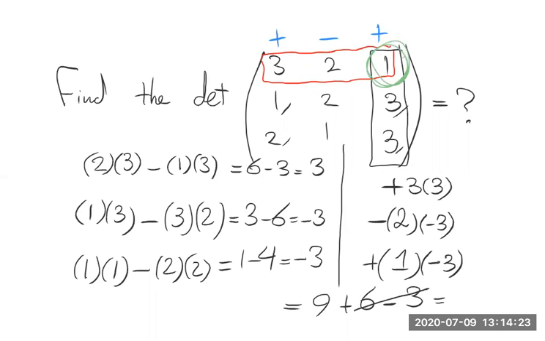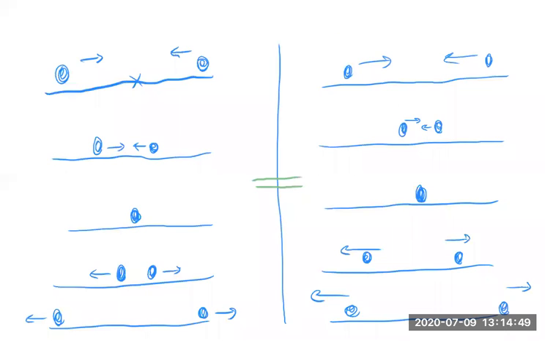6 minus 3 is 3, 9 plus 3 is 12. Now, if you don't see, the answer is 12. So that would be the way to compute the determinant of the 3 by 3 matrix. We can compute the determinant of 4 by 4 or even in higher dimensions, and it's quite similar, but we don't need that for now.